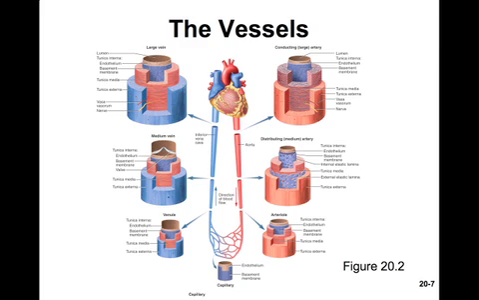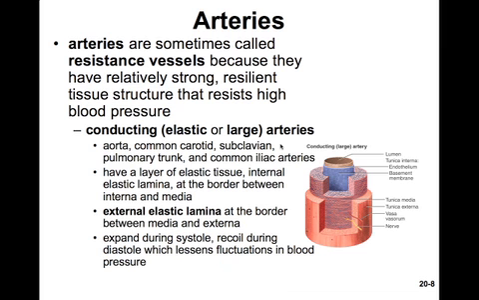This image shows the structure of each of the vessels that we'll examine in this semester. We'll look at both large veins, medium veins, and venules, as well as large arteries, medium arteries, and arterioles. Let's begin by looking at the various arteries. The arteries are sometimes called resistance vessels because they have relatively strong and resilient tissue structure that resists the high blood pressure exerted by the heart.